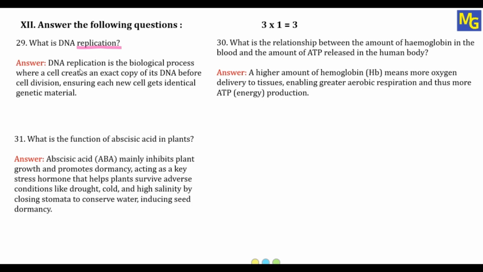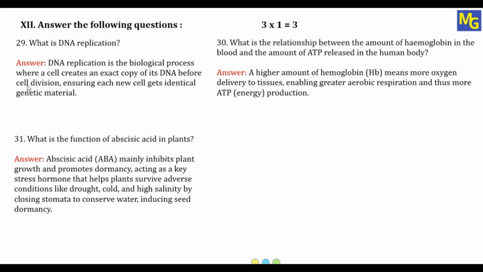So the answer: DNA replication is the biological process where a cell creates an exact copy of its DNA before cell division, ensuring each new cell gets identical genetic material. So what is this DNA replication? Replica means preparing exactly the same copy again. That is called replication or replica. Exact copy is called a replica.